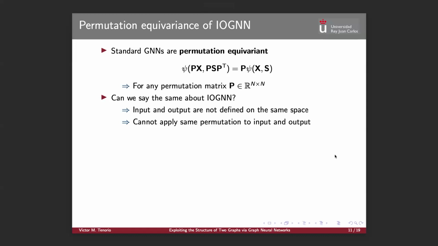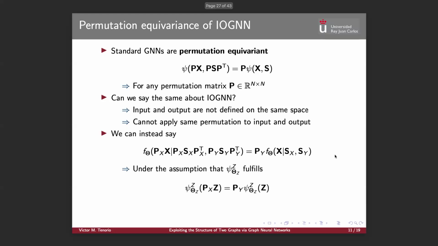In general, standard GNNs like GCNNs are permutation equivariant, which means that if we permute the input and the graph shift operator, we get a permuted version of the output for any permutation matrix. We cannot tell this in our setting because the input and the output are defined on different spaces. So we cannot talk about this property in our setting.